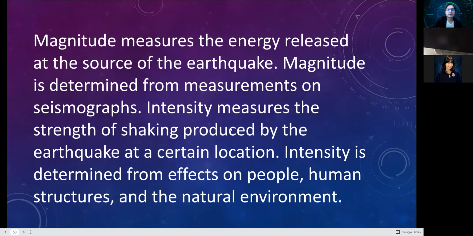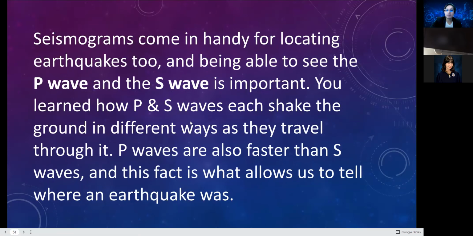Intensity is determined from the effects on people, how many houses are being destroyed, human structures, buildings, and the natural environment. Again, magnitude measures energy release and intensity measures the strength. So meaning it includes effects on people, structures, natural environment, buildings, and so on. Seismograms come in handy for locating earthquakes too, and being able to see the P wave and S wave is important.